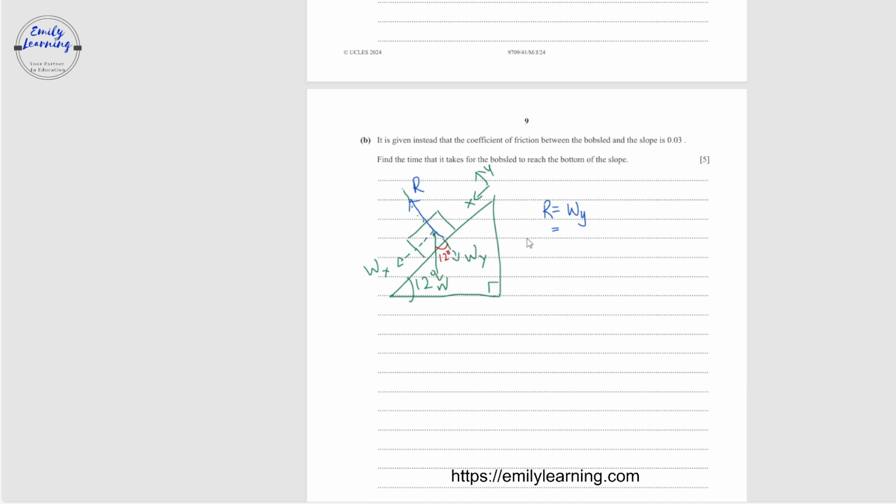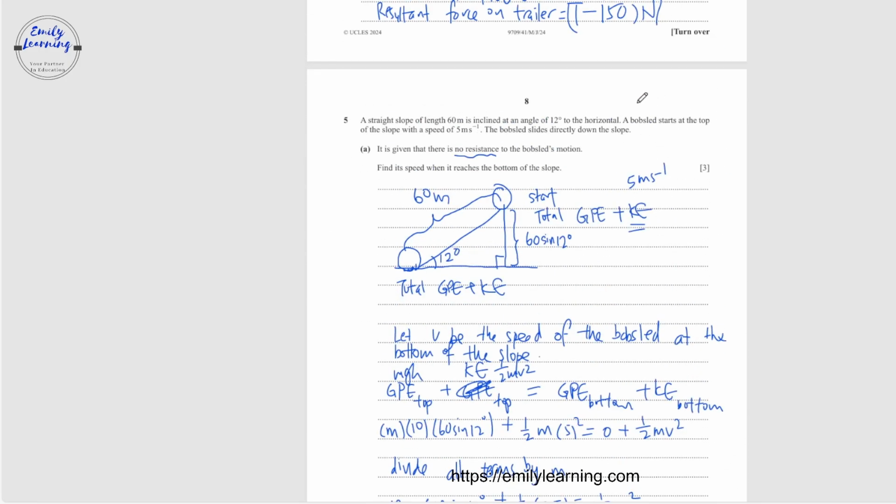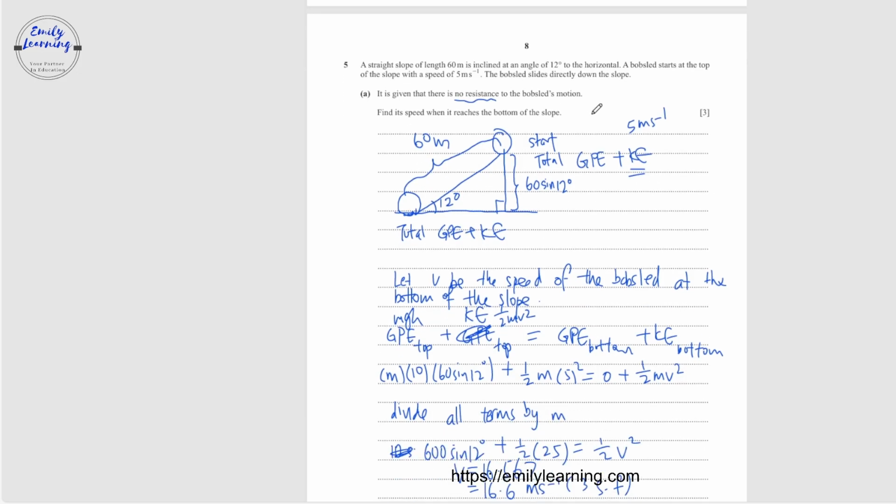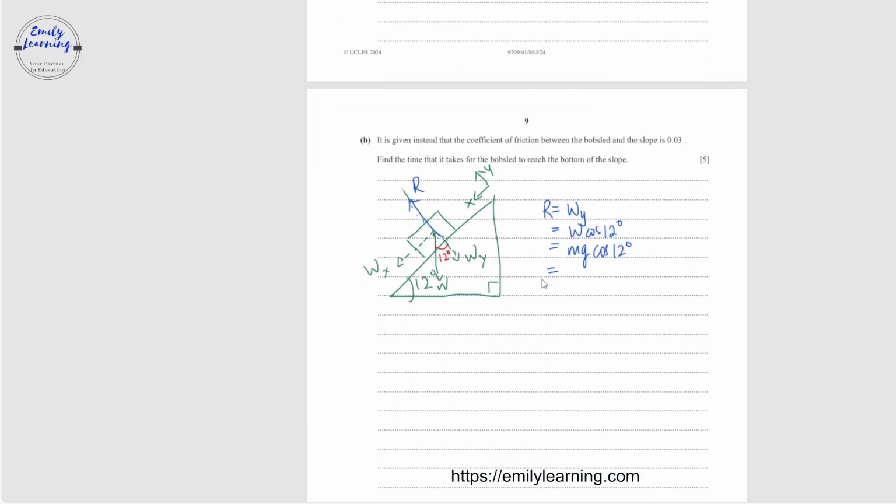And Wy is equal to weight times cosine 12 degrees. And the weight is equal to mg, right? mg cosine 12 degrees. Okay. And the mass, did they give me the mass? No, they did not give me the mass, right? So let me just keep it as mg cosine 12 degrees. I'll be able to cancel it later on.